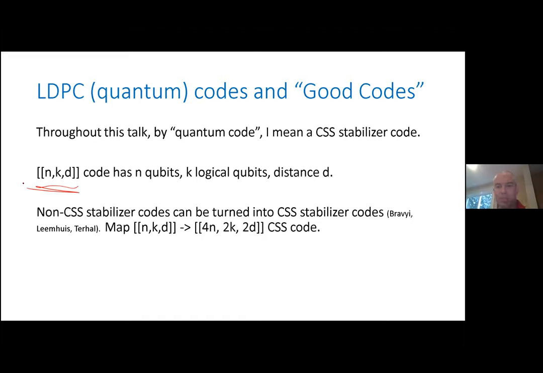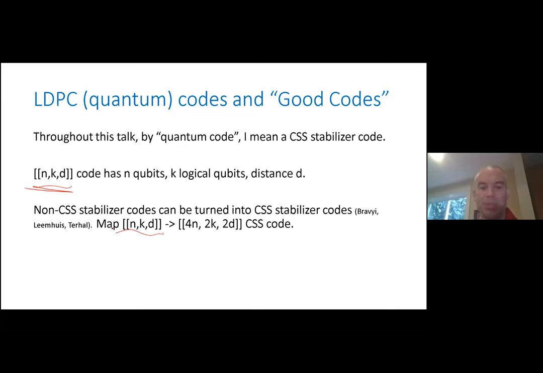Why is it reasonable to restrict to CSS stabilizer codes? Well, if you have a non-CSS stabilizer code, then it was shown, by Ruiz, Limhus, and Terhal, that given any non-CSS stabilizer code with some n, k, and d, you could construct a CSS stabilizer code, which had some constant factor changes in n, k, and d. So if you're looking at things like scaling, like does the distance scale as the square root or some other power, this is preserved under this map. And this map they have preserves the LDPC property. So for purposes of talking about LDPC stabilizer codes, we might as well just talk about CSS stabilizer codes.